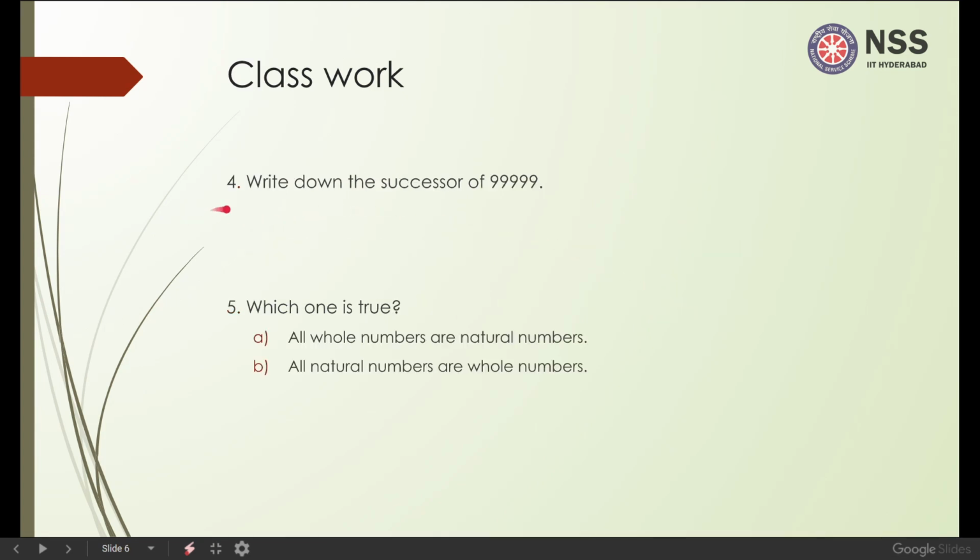Now, write down the successor of 99,999. Pause this video and try to solve this question. So the successor of any natural number is the natural number plus 1. So adding 1 to 99,999, we get 1 lakh. Therefore, 1 lakh is a successor of 99,999.